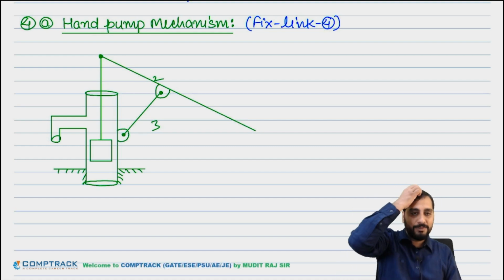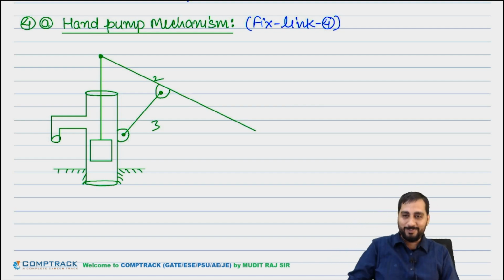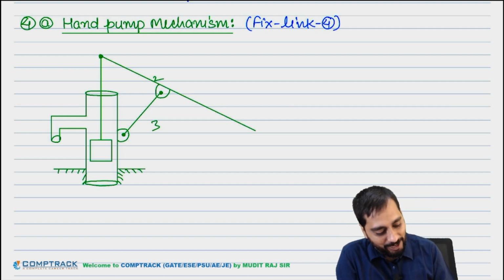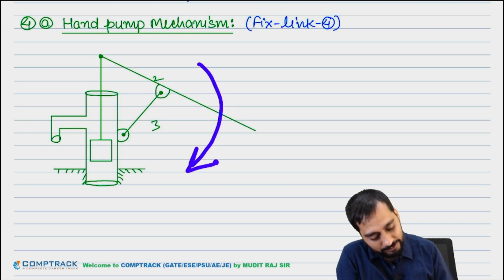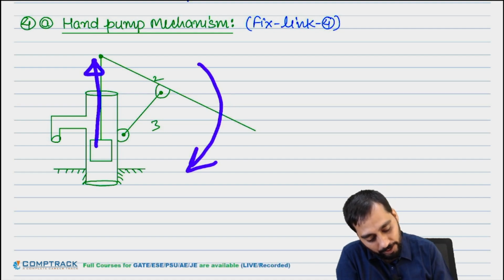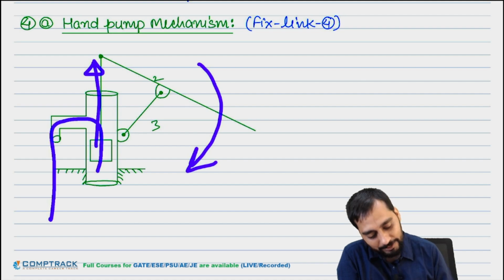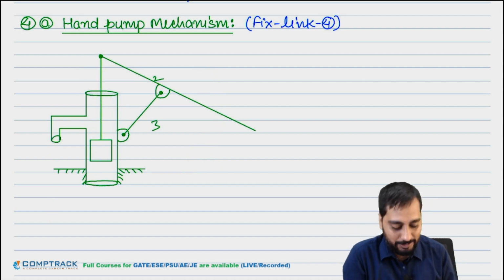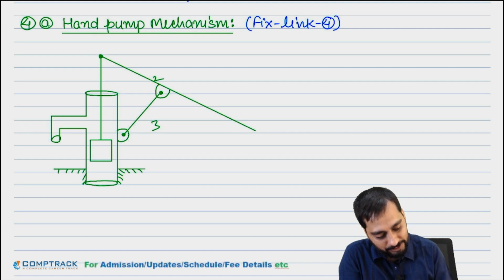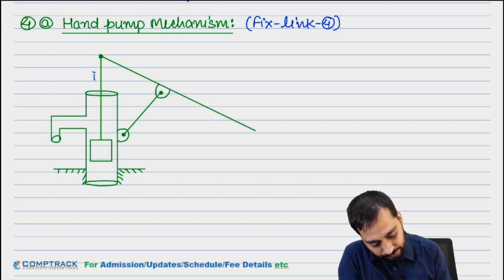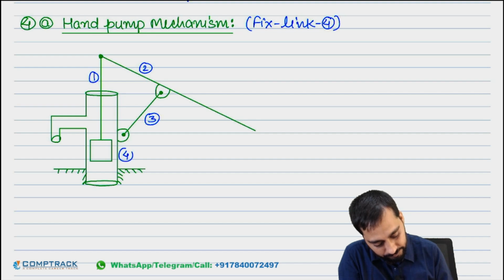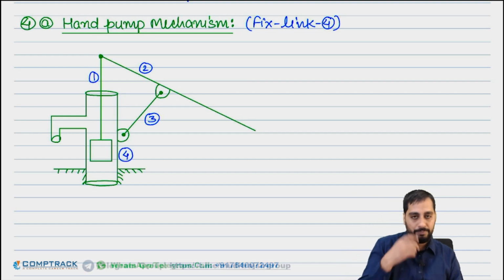तो बन गया भैया अपना क्या, हैंड पंप। क्लियर है कि नहीं? So now you will move this link. When it goes down, the first link will go up, so water will be coming like this. Hand pump बन गया after a few modifications. तो अभी नेमिंग अच्छे से कर देता हूं मैं। This is your first link, this is second, this is third, and this is fourth. Clear? So this is the hand pump mechanism.